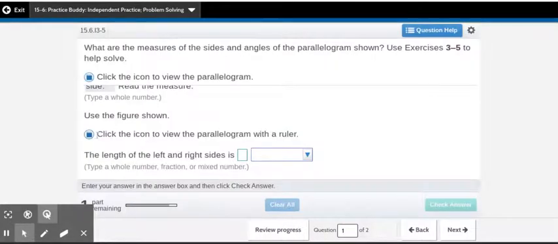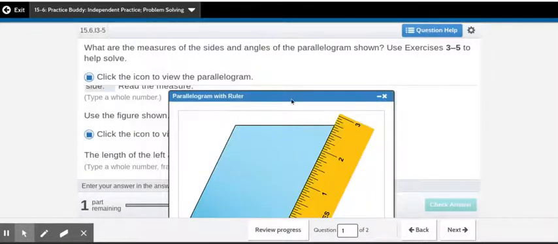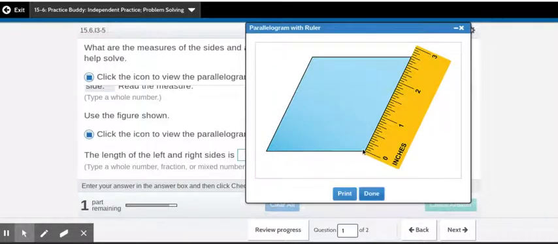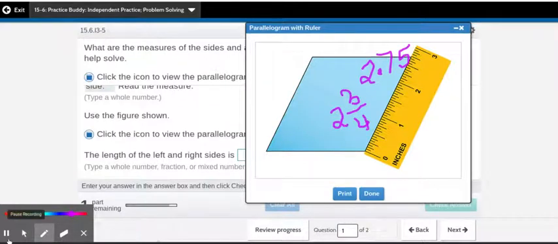Now, this says, click the icon to view the parallelogram with a ruler. Let's go ahead and start working. We lined it up from the corner at 0, and we lined up the rest of the ruler at the side. So it looks like we're at 2 and a little over a half, so probably 2 3/4. So 2.75 inches. That's what I believe it is. 2.75 or 2 3/4 of an inch.